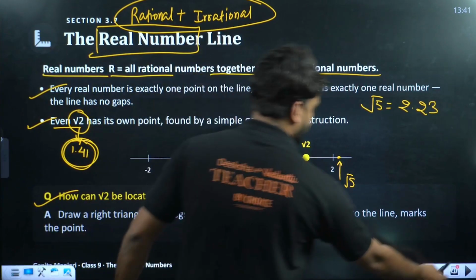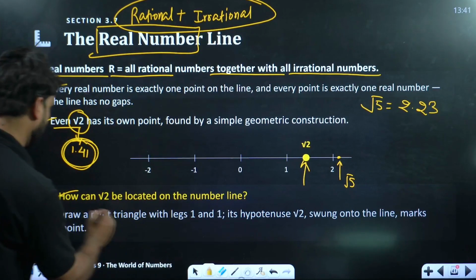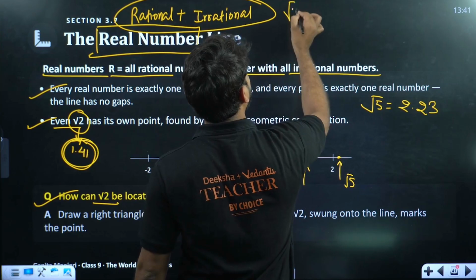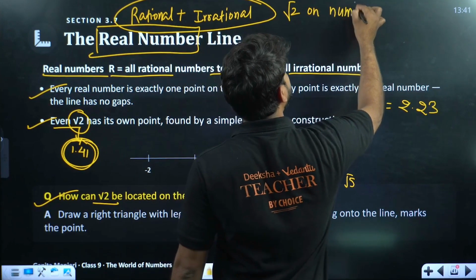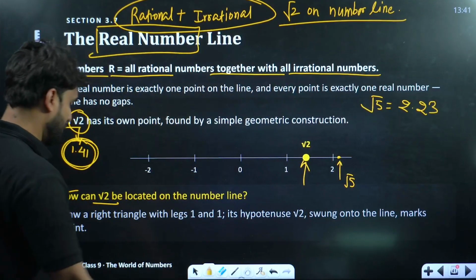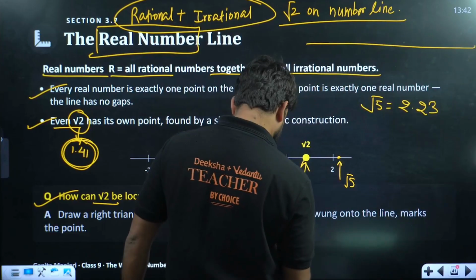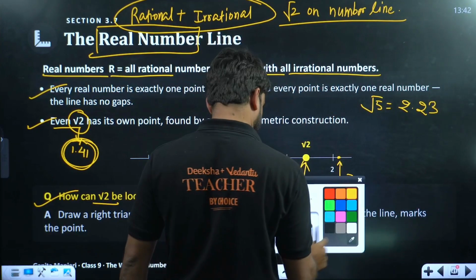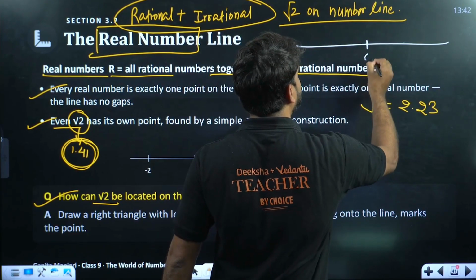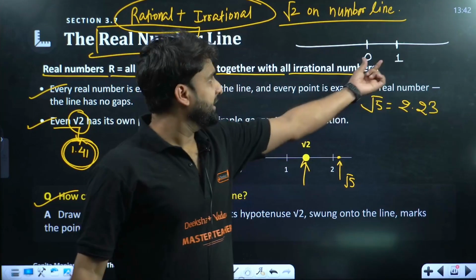So let me show you how to prove it, champions. To draw an irrational number on the number line, let's do one example. Let's draw root 2 on the number line. Everyone, please understand this question: how to represent a root function on the number line. So to represent root 2 on the number line, first draw a line. Let me use another color. Draw a line, and we all know this is 0 and this is 1. This is 1 unit.